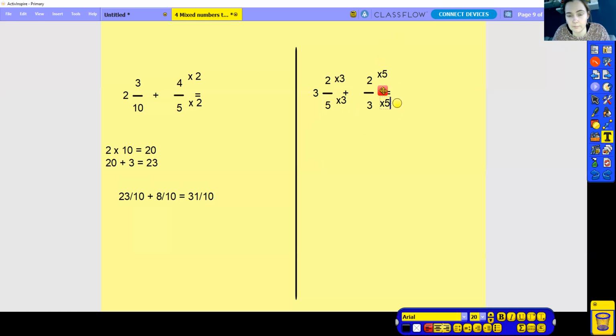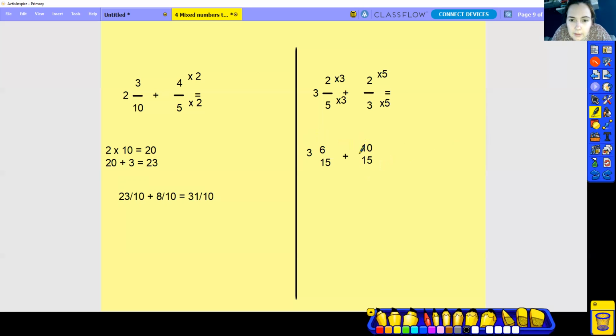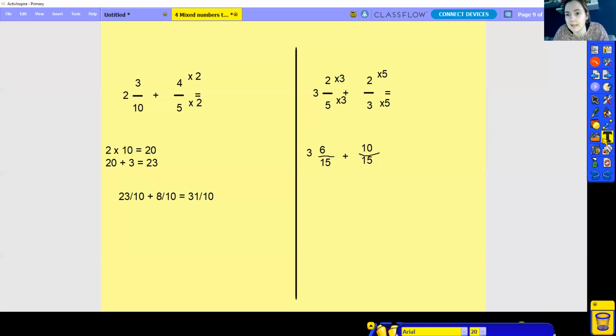Okay, so if we do that, we keep the whole number the same anyway for that bit. So we go 2 times 3, which is 6. And then we do 5 times 3, which is, of course, 15. And we're adding on the other fraction. And the other fraction is 2 times 5, which is 10. And the bottom would be 15.